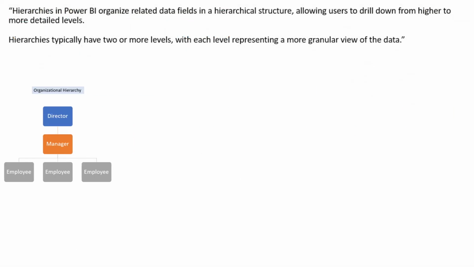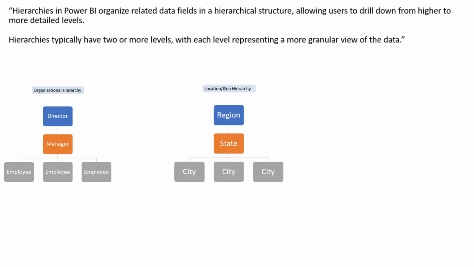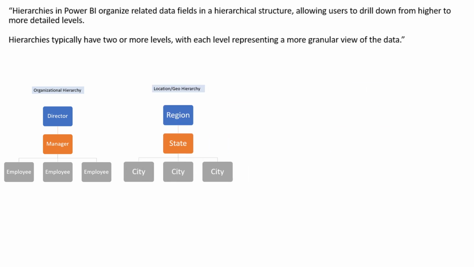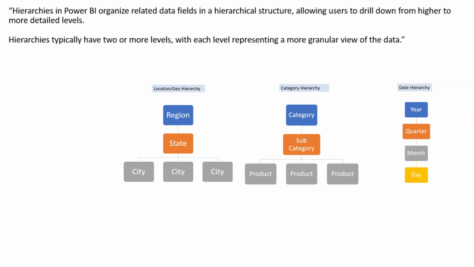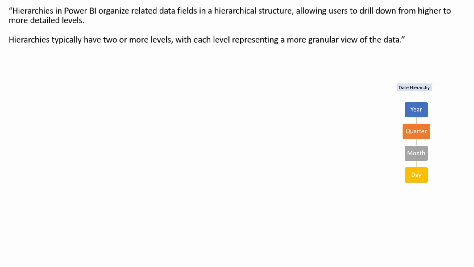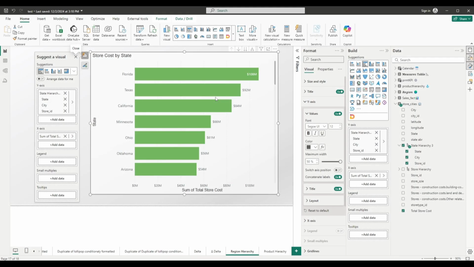insightful. So we can create many types of hierarchies depending on our data. We can create an organizational hierarchy, a geographic location hierarchy, a product hierarchy, or the most common one, and that is the date hierarchy. It should be within our calendar table.